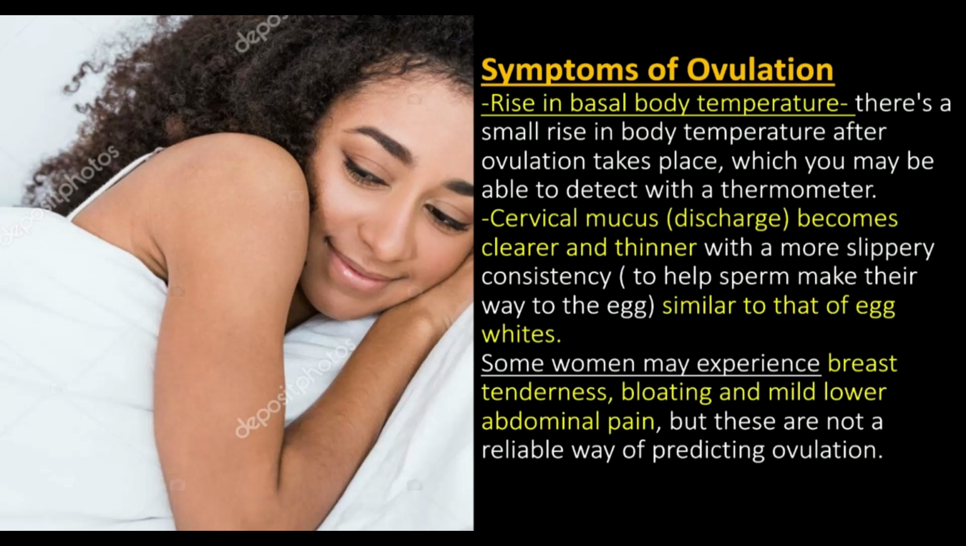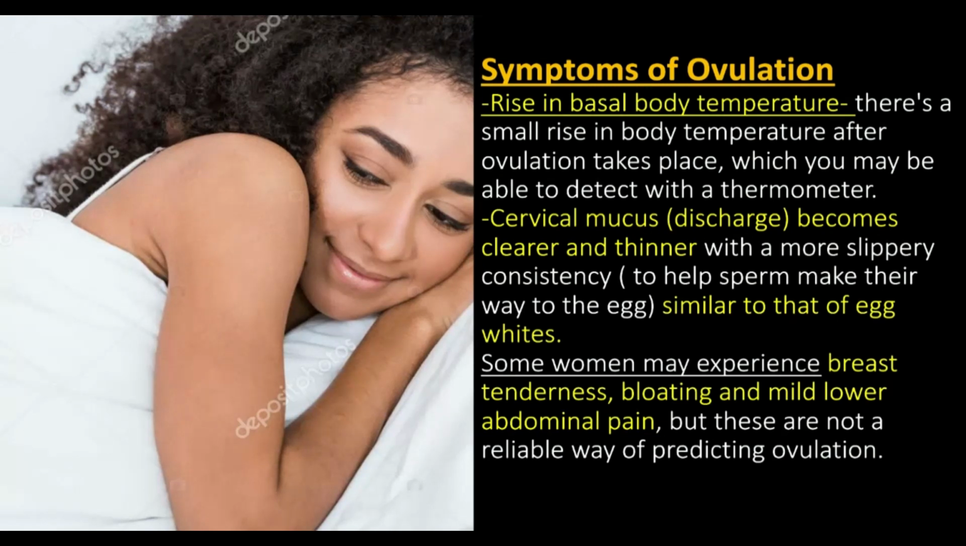You can tell that you are ovulating by symptoms like these. Rise in basal body temperature. Your basal body temperature is your temperature when you are fully at rest. Ovulation may cause a slight increase in basal body temperature. Cervical mucus becomes clearer and thinner with a more slippery consistency similar to that of egg whites.